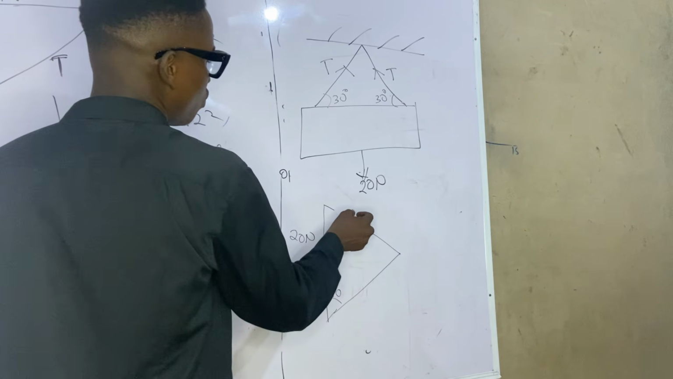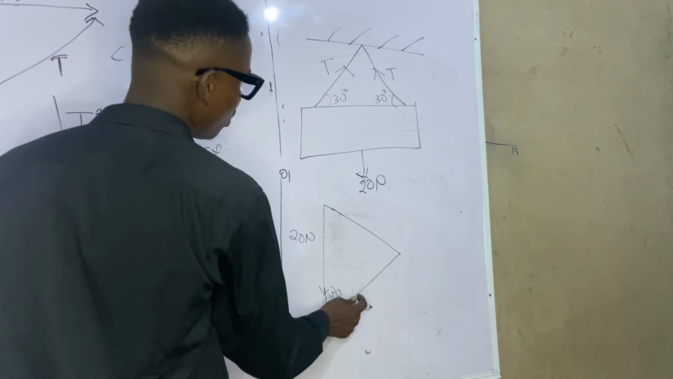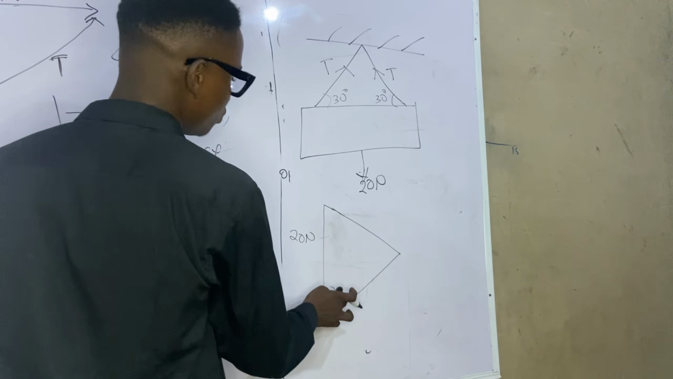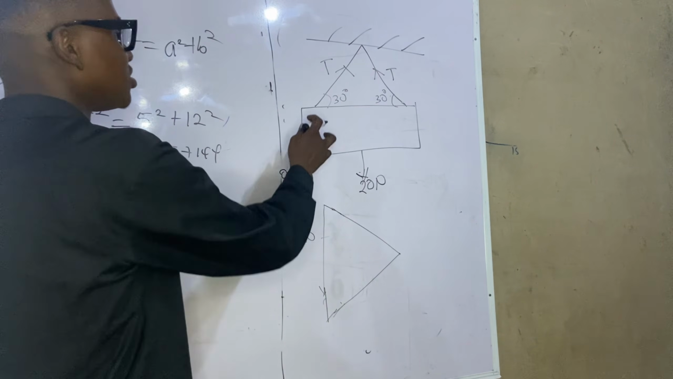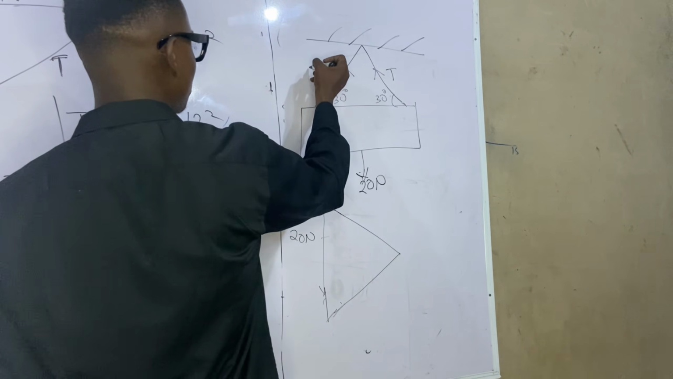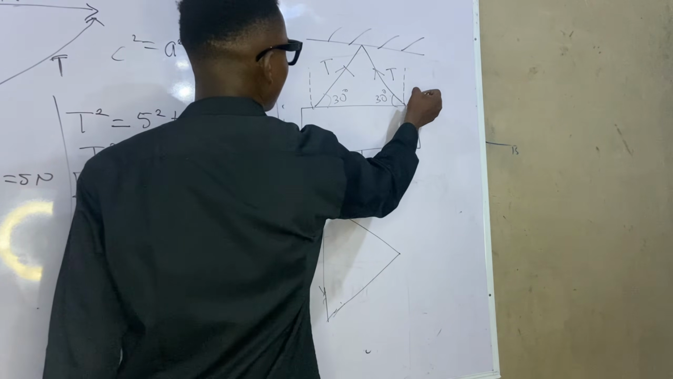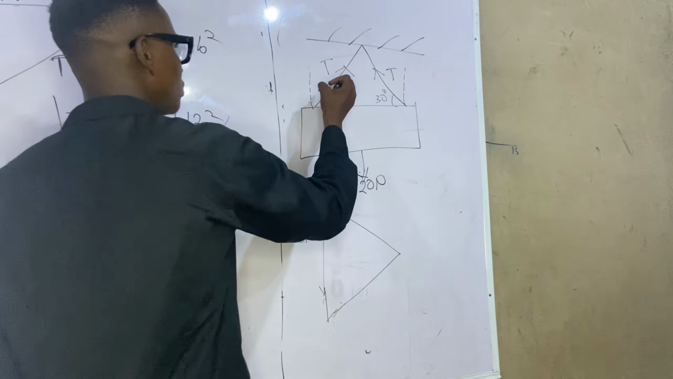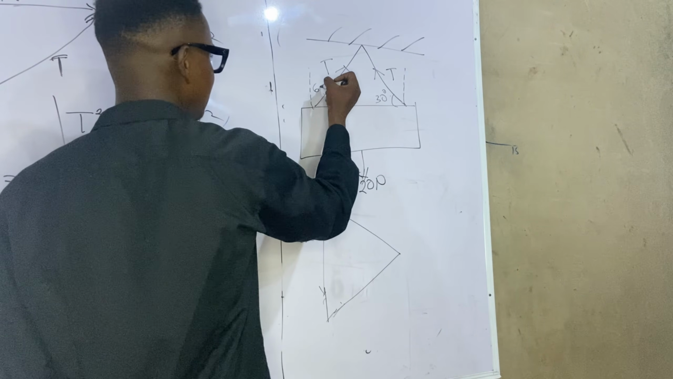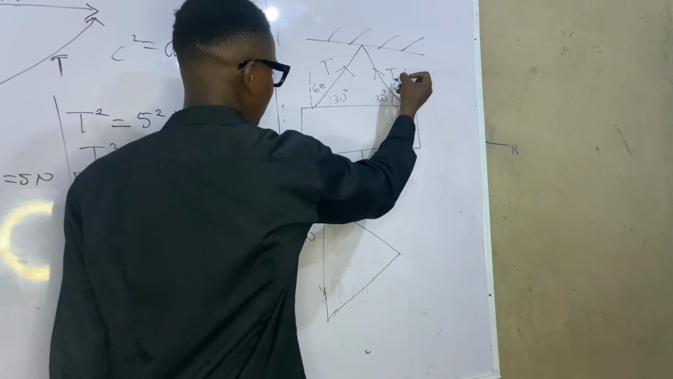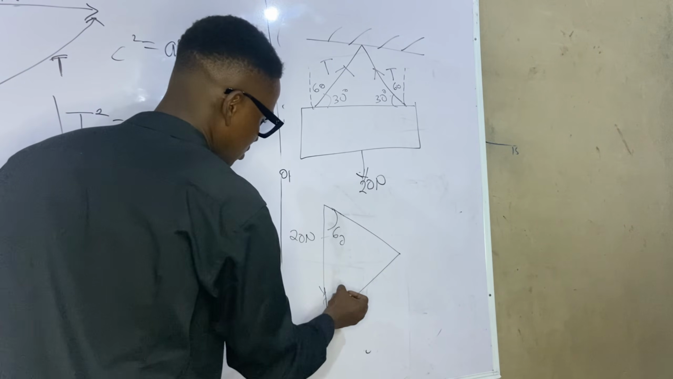So we want the angle to the horizontal. So what you do is subtract this from 90. You understand? If you subtract this from 90, you get 60 here, and you get 60 here. So what you put here now is 60, and now 60.